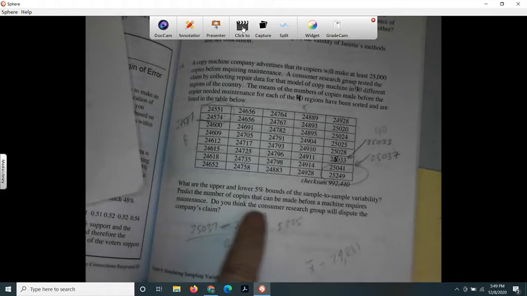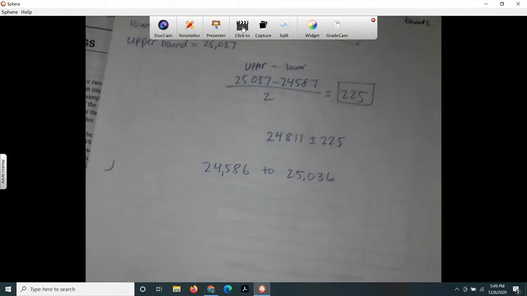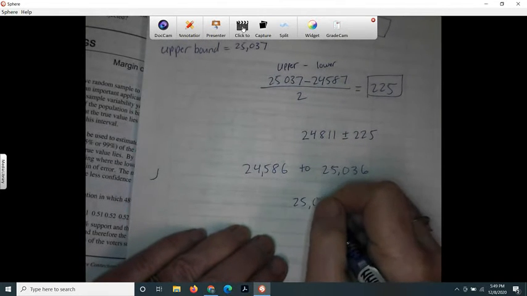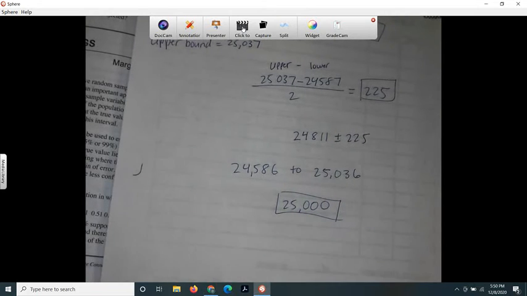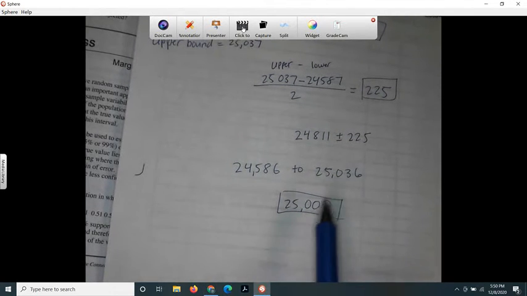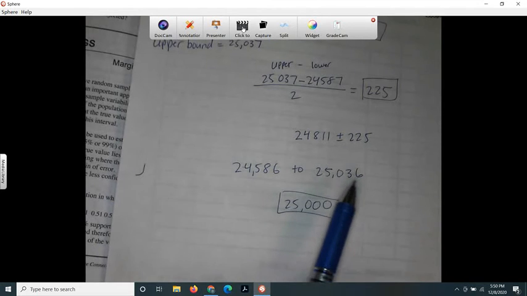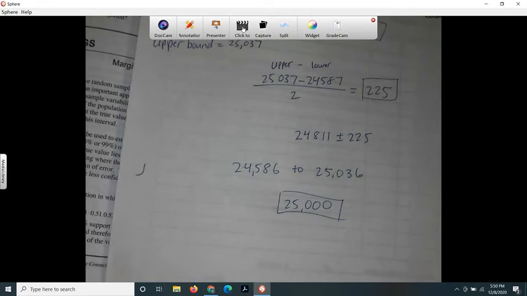Do you think the Consumer Research Group will dispute the company's claim? So the company is claiming that they can go for 25,000 without getting any maintenance. So 25,000 is within my confidence interval, but they're putting it all off to the high side because they want to make their copier look good. But still, I would say that their claim is valid.